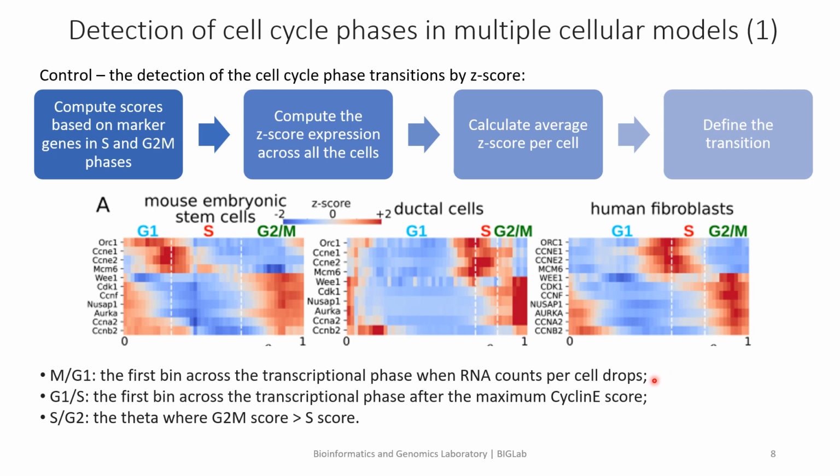A cell from G1 phase changes to S phase when it sees the first peak crossing the transcriptional phase after the maximum cyclin E score, and finally a cell from S phase changes to G2 phase when the G2M score becomes greater than the S score.